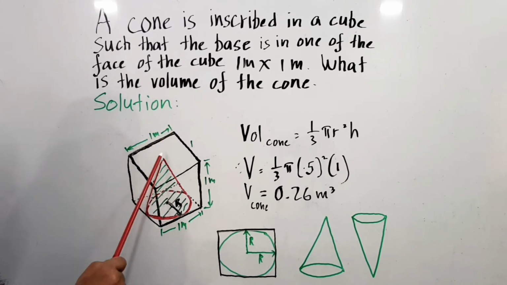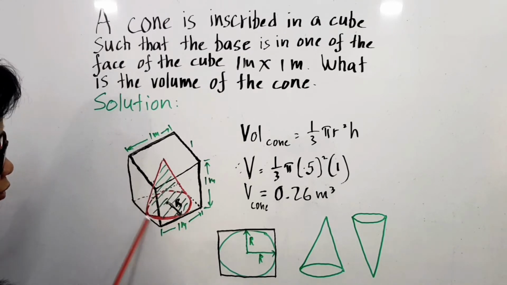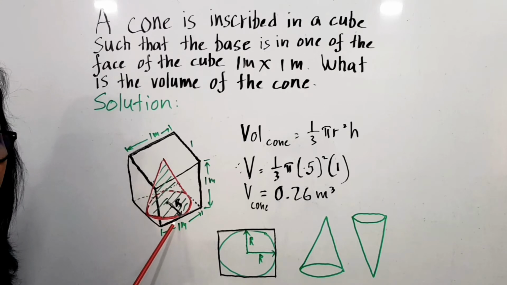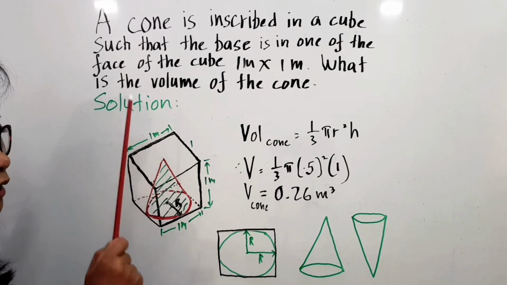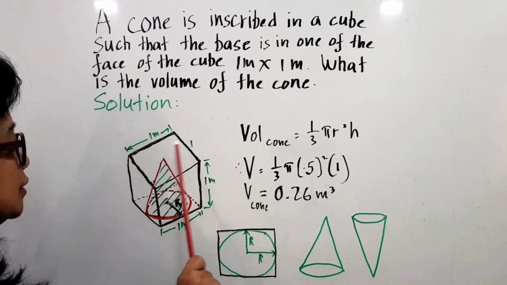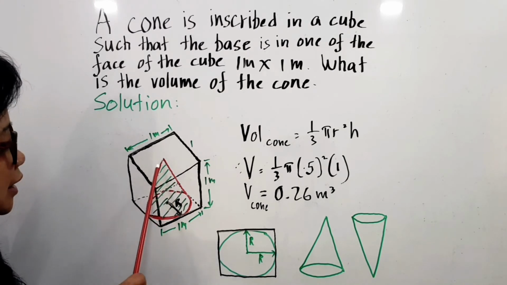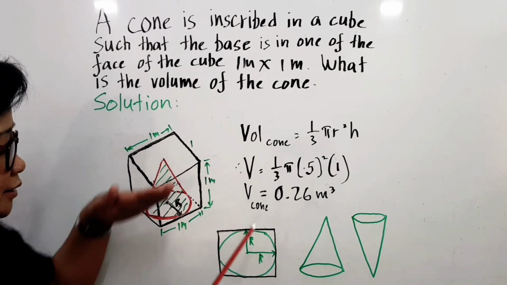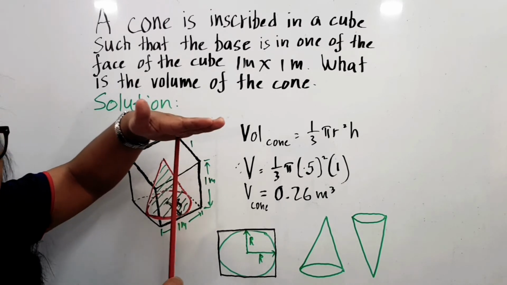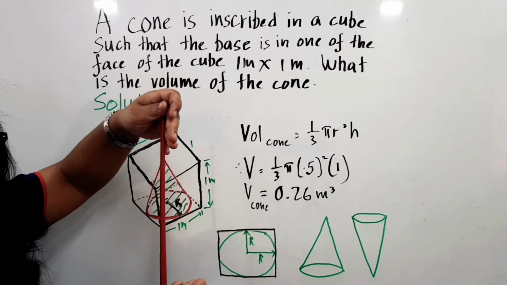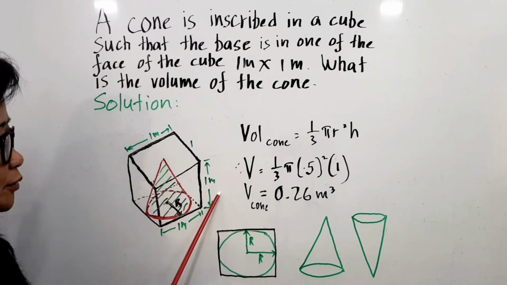Ang sabi dito, ang cone naka-inscribe sa cube, that means ang cone nasa loob, pero ang face ng cone, yung circular shape, nasa base ng naka-attach sa base ng cube. Tapos yung vertex niya nasa pinaka-upper side ng cube. So, that means ang height ng cone will be 1 meter. Kasi nandoon yung vertex ng cone dito nakadikit sa taas. Tapos yung base naman ng cone nakadikit sa base ng cube. So, ang height ng cone is equal to 1 meter.